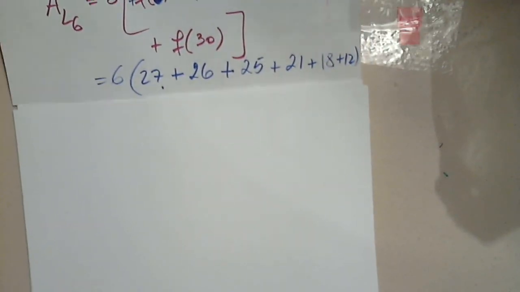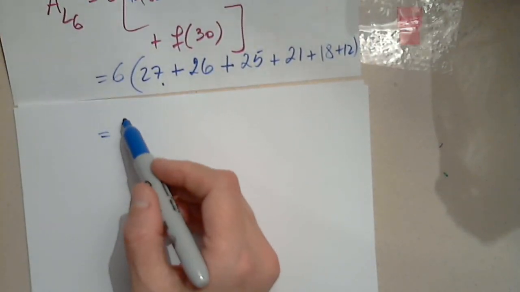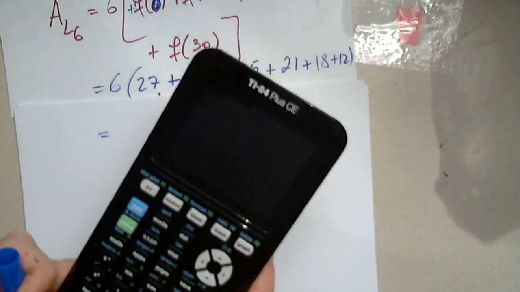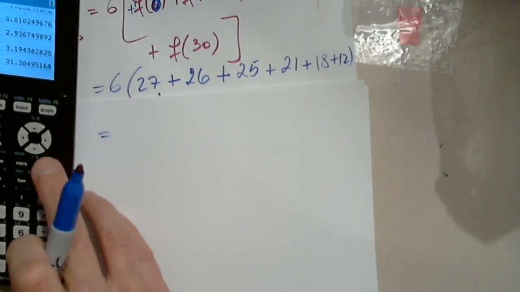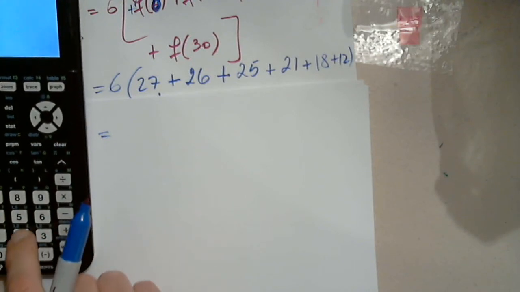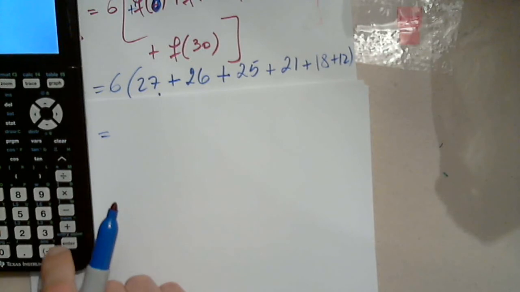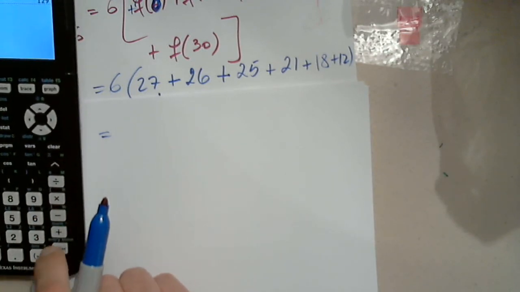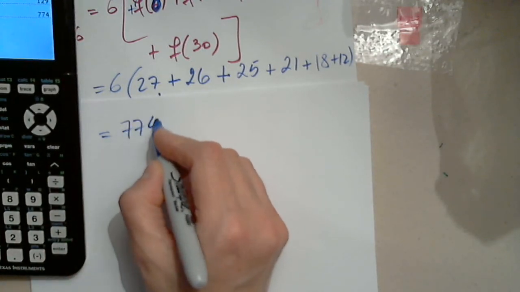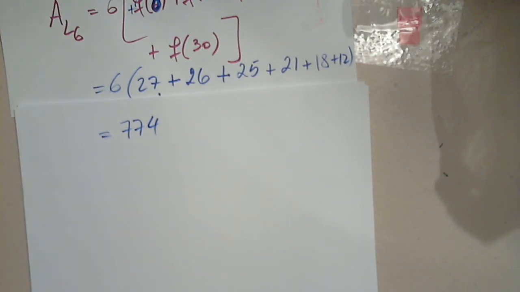Of course, I have doubts that this will be exact, right? So I just have to add them up and then multiply by 6. I rounded grossly. So 27, 26, 25, 21, 18, and 12. And I multiply by 6. And I got roughly 774. It should have a range in which it accepts the answer. Then the sample points are right endpoints.